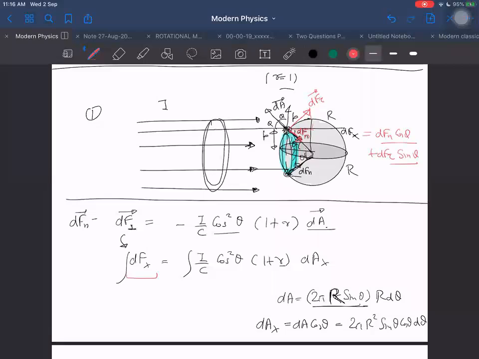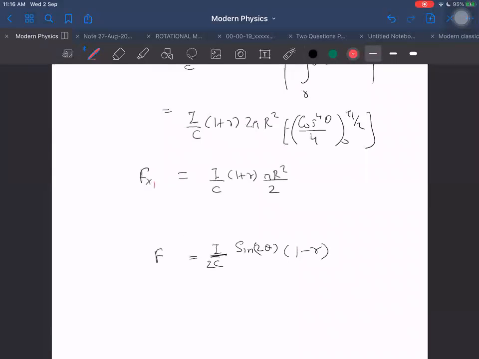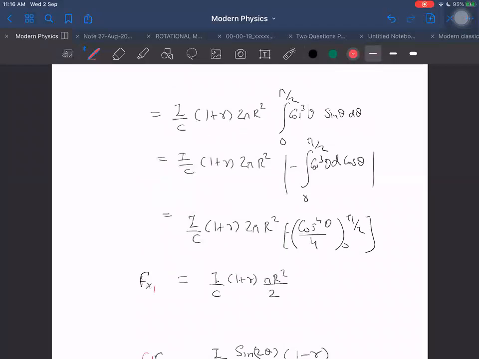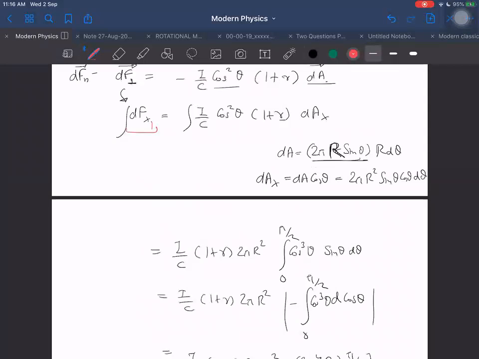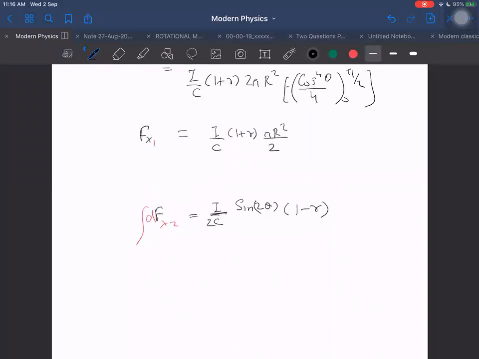This first term is only involving this part. It is like the first term of dfx. Let us call it dfx1. There is another term of dfx, that is dfx2, the second term. What will be fx2? The integral of dfx2 is obtained by I by 2c into sine 2 theta into 1 minus r into dA. dA is the same as before, 2 pi r square sine theta cos theta d theta.